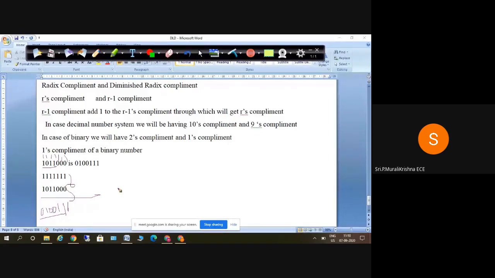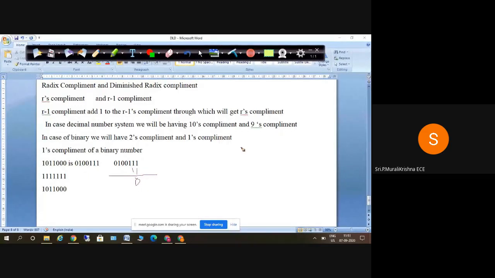Suppose I want the 2's complement here. We got the r minus 1's complement, which is the 1's complement. If I want the r's complement, that is the 2's complement, just add 1 to this result. What is the result I got here? It is 0100111. Add 1 to this. So 1 plus 1 is 0 with a carry of 1.